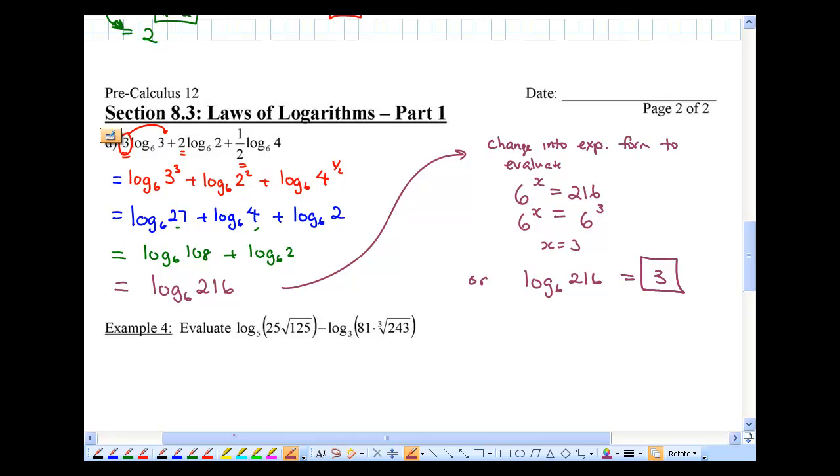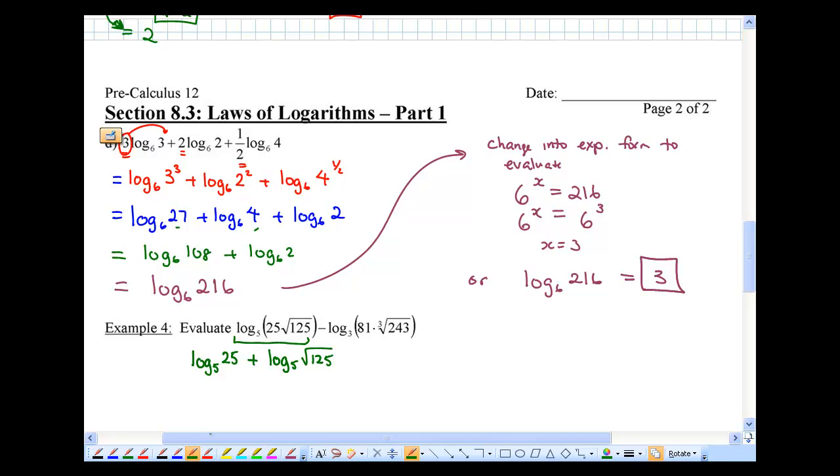Okay. Example number 4 is more evaluating, so you're going to find the answer here. Sometimes you want to split things up to make things easier for you. Then you have to evaluate. So I think that's what we're going to have to do with this nasty beast. Okay. So I got log base 5 of 25 times root 125. If I see multiplication, that should be a hint to split it up into addition of 2 logs. So log base 5 25 plus log base 5 root 125.